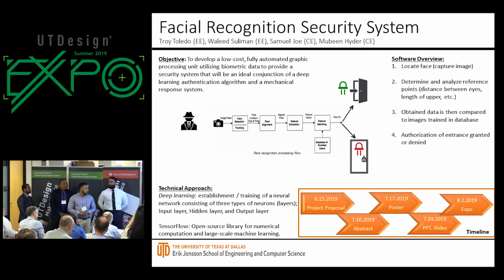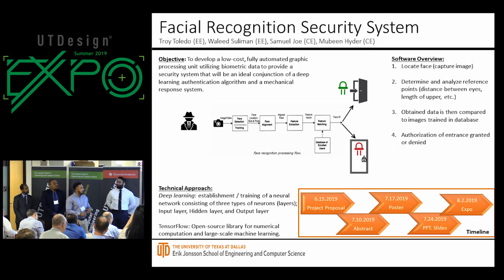What separates us from everybody else on the market right now is that this is a form of AI, so it actually grows with your family. It's for residential use. As your kids are growing, you don't need to go back and update the picture of your kid. This recognizes the growth of your kid by the facial characteristics.